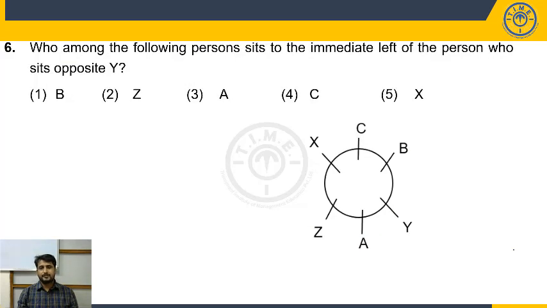Who among the following persons sits to the immediate left of the person who sits opposite Y? So we have to find out the person, not who is opposite to Y. We have to identify the person who sits immediate left of the person who sits opposite Y. Opposite Y is X, immediate left of X is C. So choice 4. Be careful when you are reading the question.